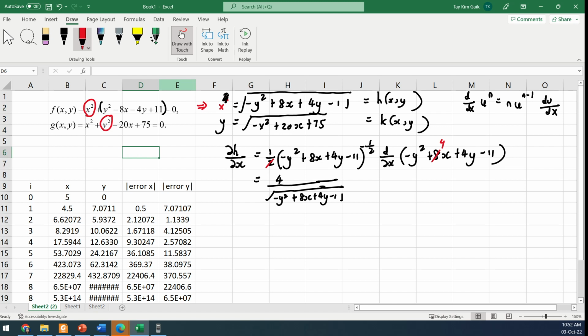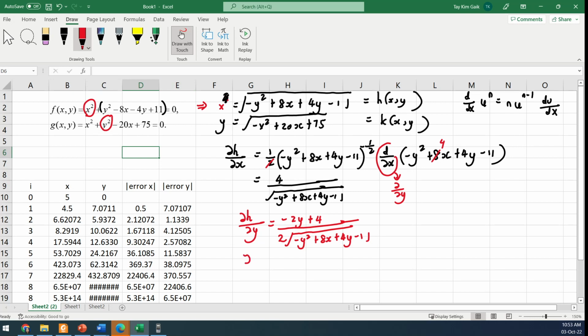And then we find del h del y. Del h del y is only changing this part to del del y, so differentiate with respect to y. This one gives negative 2y plus 4. Then initially we had divide by 2 here, and the square root at the bottom of negative y squared plus 8x plus 4y minus 11. This is del h del y.